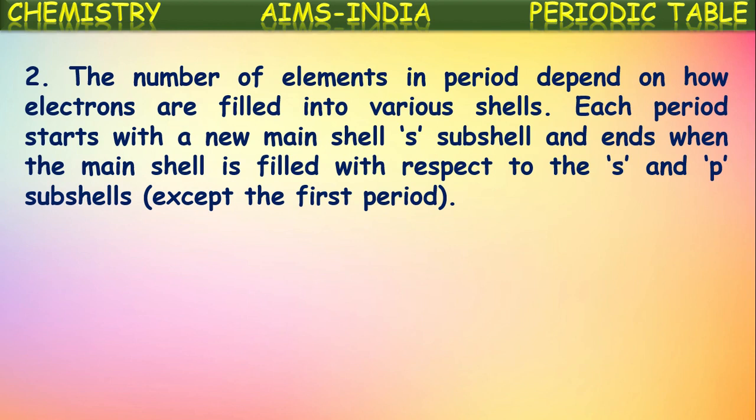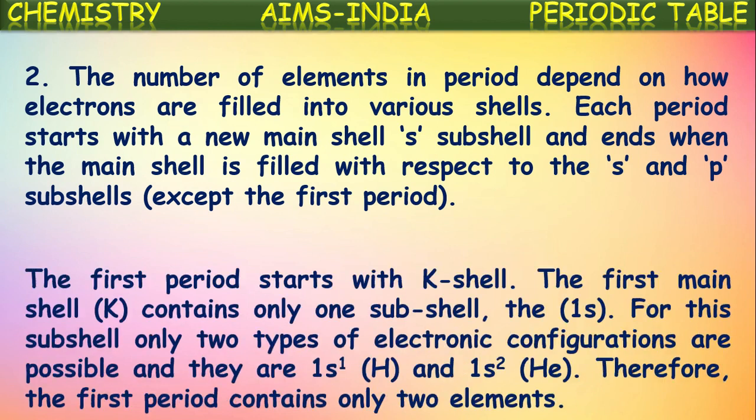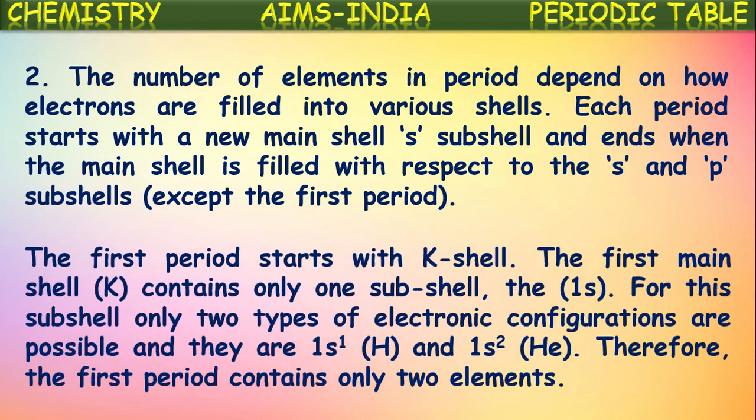In the remaining periods, a period starts with the element which has the s subshell being filled, and it ends with the element which has the p subshell of the same main shell being filled. The first period starts with the K shell. The first main shell, that is the K shell, contains only one subshell, that is 1s. For this subshell, only two types of electronic configurations are possible. They are 1s1 and 1s2. Therefore, the first period contains only two elements.